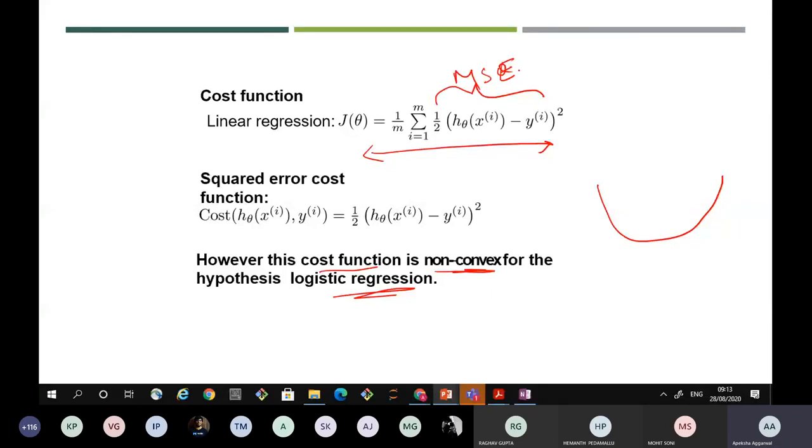I'll call somebody's name. Is Dheeraj present or not? I'm present. So Dheeraj will tell what a convex function is.